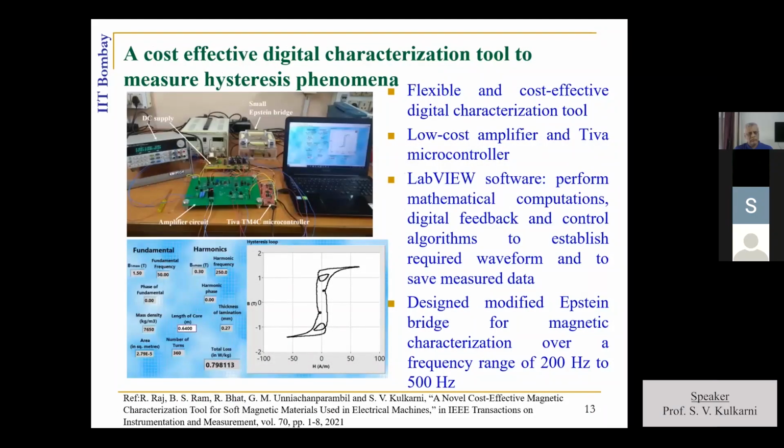We have already developed one cost-effective characterization tool for measuring hysteresis. Of course, it is not yet in a packaged form. It is not packaged in a box and all that, but we can right now measure losses up to 500 hertz by using this, whereas the commercial hysteresis measurement setups are quite costly.